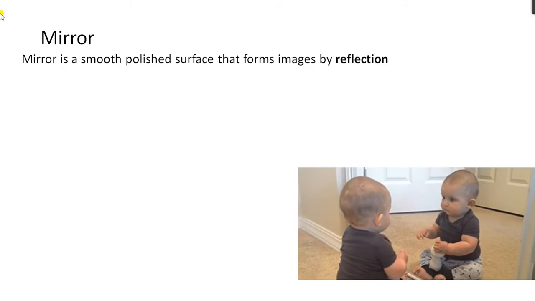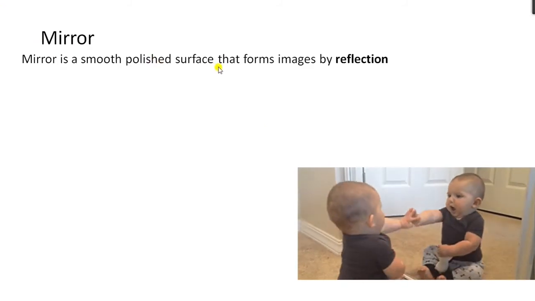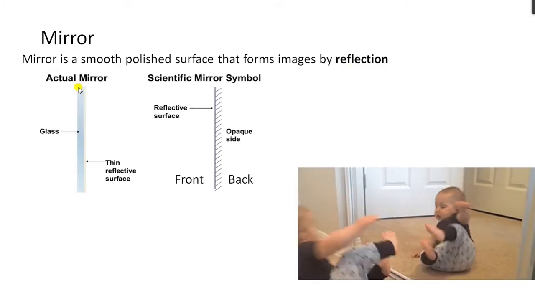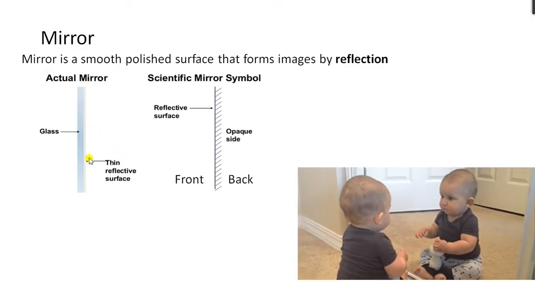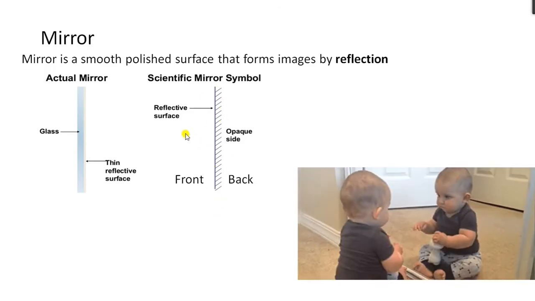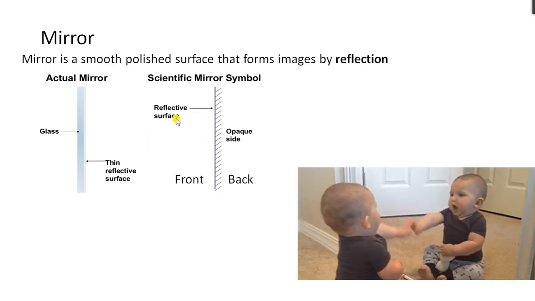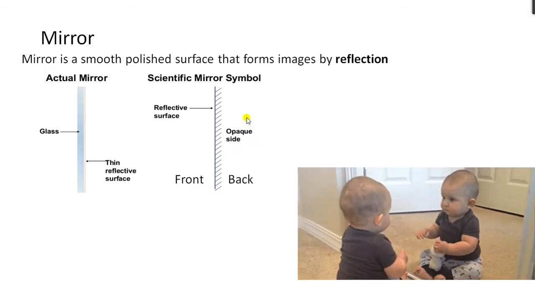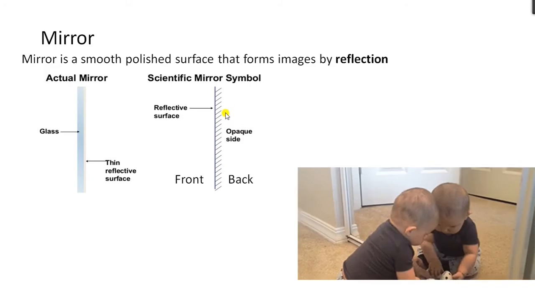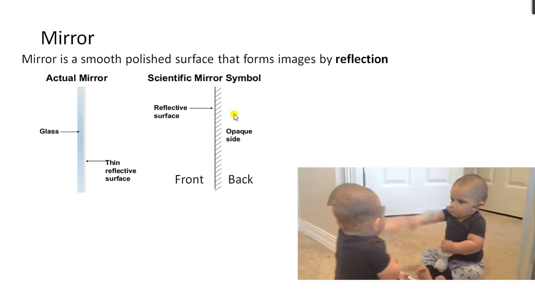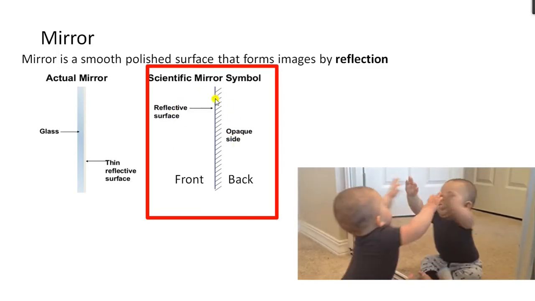So a mirror is a smooth polished surface that forms an image by reflection. A mirror is a glass which is painted on one side, and this is the symbol for a mirror. The reflective surface is denoted by a straight line, and the back side or opaque side is denoted by small slanted lines. This side is the front part of the mirror, and this is the symbol for a mirror.